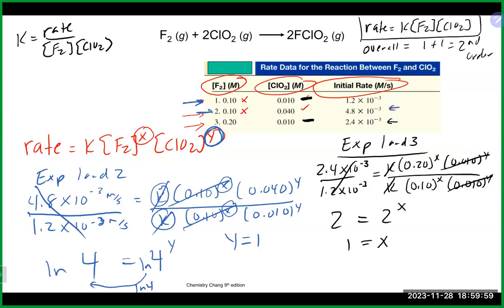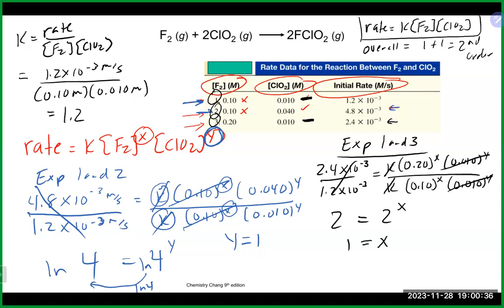So where do I get these numbers from? You could choose any entry in the table you like. You can't mix and match, but you could choose any entry and just put the numbers in. So I'm going to choose entry number 1 here, and that means that my K would be 1.2 times 10 to the minus 3 molar seconds divided by 0.1 molar and divided by 0.01 molar. And if I put that into my calculator, I will get a rate constant for this reaction of 1.2.